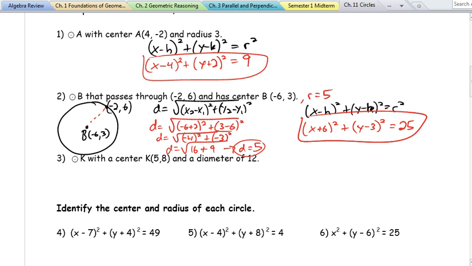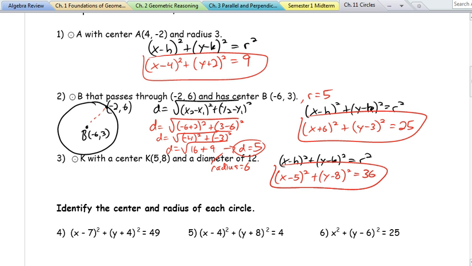Last one. Circle K with a center 5, 8 and a diameter of 12. So we have the center again. We don't want diameter, we want radius. The radius would be 6. So we're going to go ahead and plug in x minus h squared plus y minus k squared equals radius squared. And it's going to become x minus 5 squared plus y minus 8 squared equals 6 squared, or 36. So we always square that radius when it goes outside.